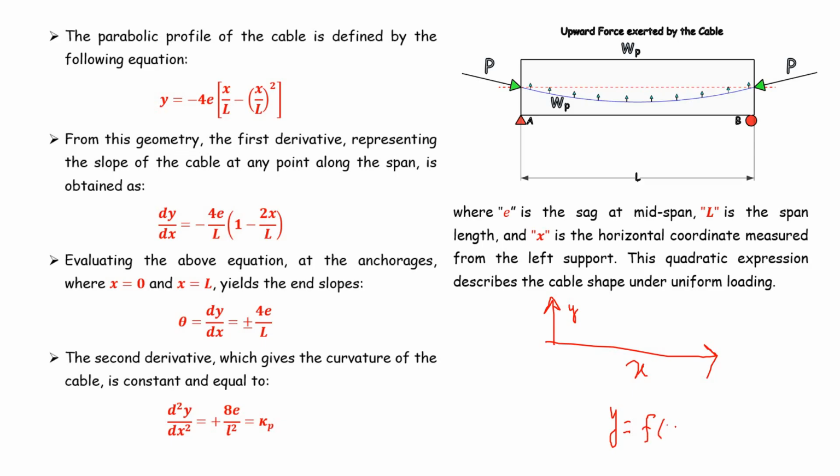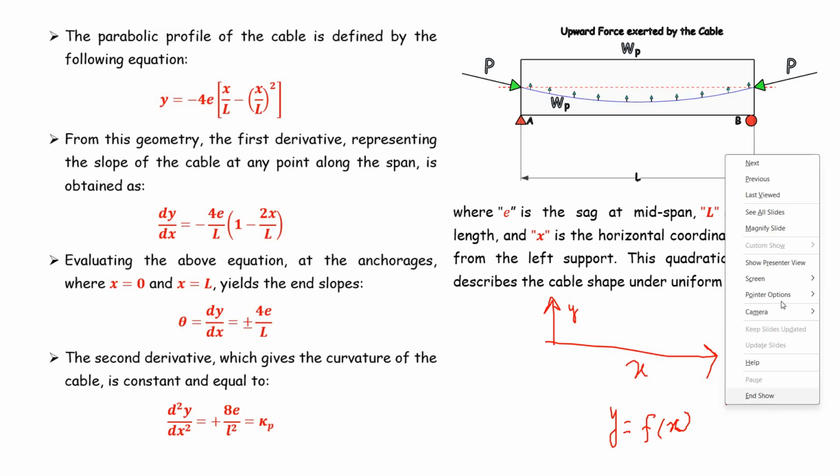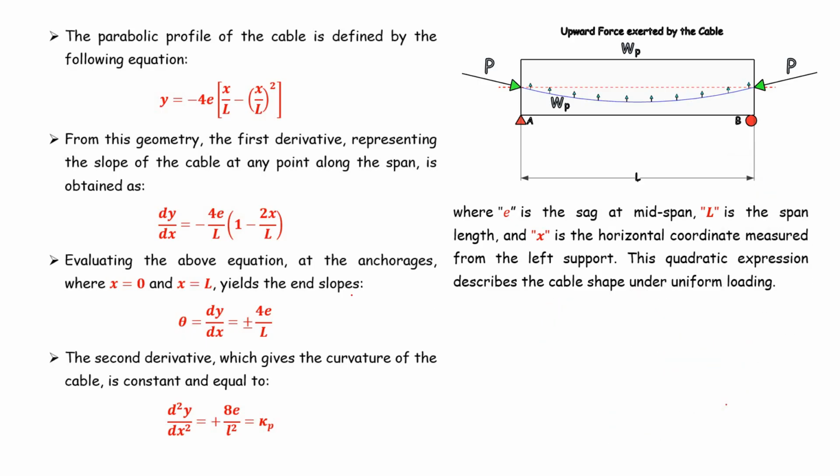Previously, from the fundamentals, we know that the equation for this parabolic profile is y equals minus 4 times eccentricity multiplied by x by L minus x by L the whole square. Now, if you take the differentiation of this parabolic profile, ultimately you get dy by dx equals minus 4e by L into 1 minus 2x by L. This represents the slope of the cable at any point along the span. So at any point along the span, if you want to know the slope or theta, you can use this equation: minus 4e by L into 1 minus 2x by L.